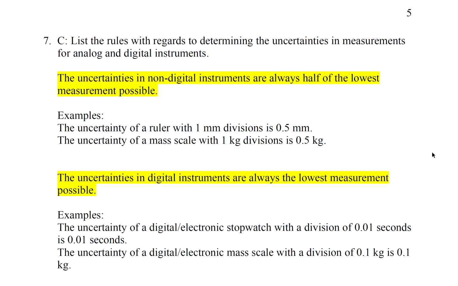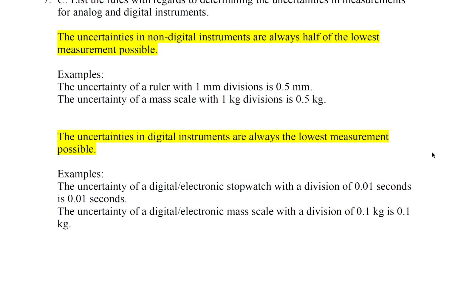Question 7. List the rules with regards to determining the uncertainties in measurements for analog and digital instruments. So this is something you need to memorize in yellow. The uncertainties in non-digital instruments are always half the lowest measurements possible. So if you have a ruler with 1 millimeter divisions, you have 0.5 millimeters as your uncertainty.